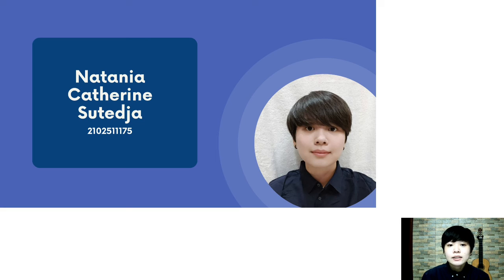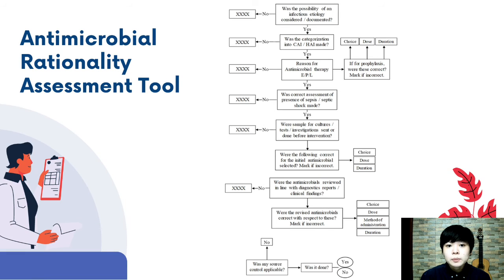My name is Natania Catherine Sutaya, and I will continue to explain about the appropriate way to prescribe antibiotics. In order to prevent global antimicrobial resistance, antibiotic prescribing can be assessed with the antimicrobial rationality assessment tool. This assessment tool has been evaluated within diverse educational backgrounds with 68.6 to 80% agreement with experts in the assessment, based on specificity and sensitivity.